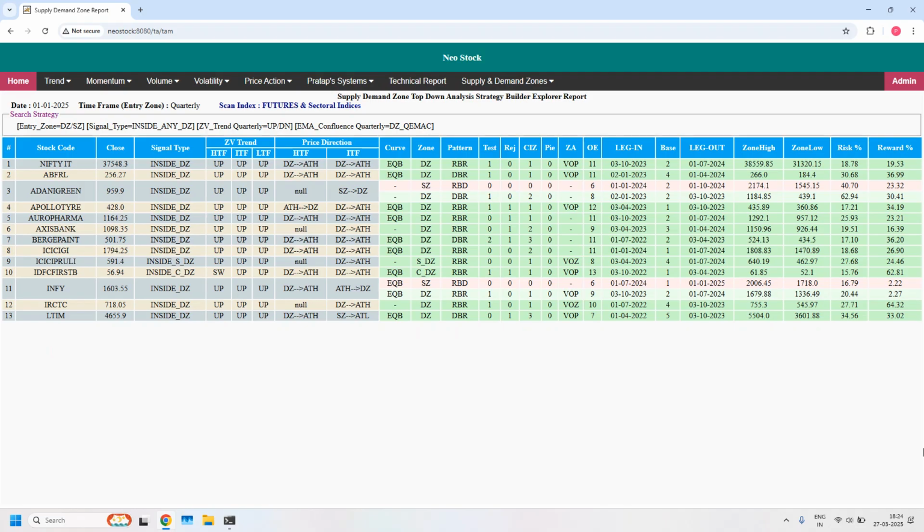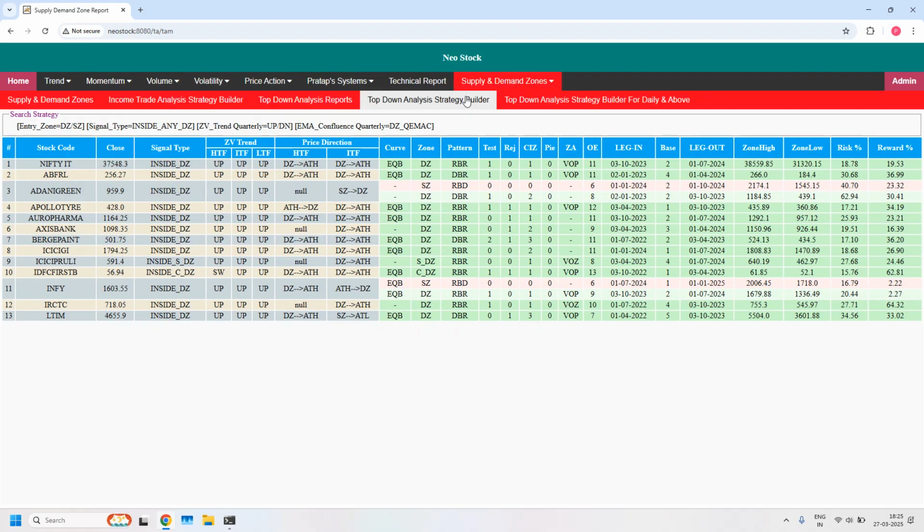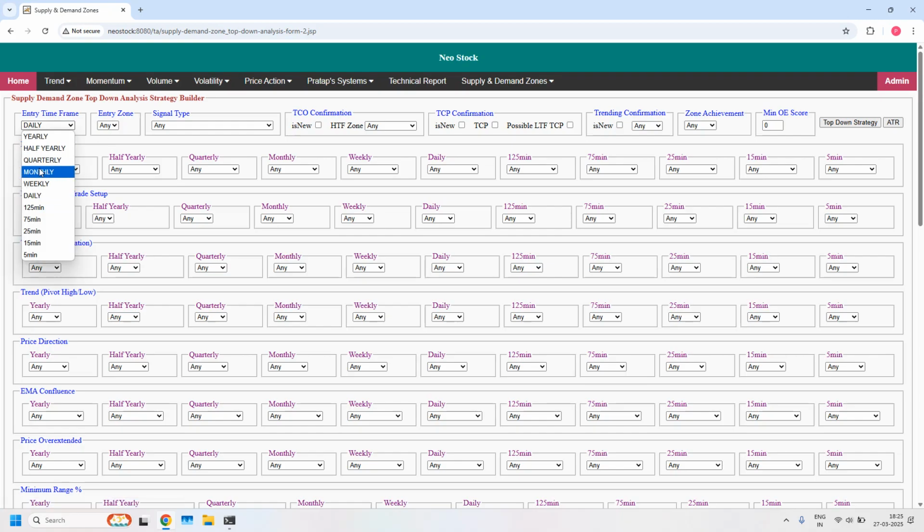All these 13 quarterly demand zones are having quarterly EMA confluence. Not only that, the current price closed inside the quarterly demand zone. Always look into the signal type, you will understand. Signal type tells you the current price action. Okay, next, quarterly time frame.